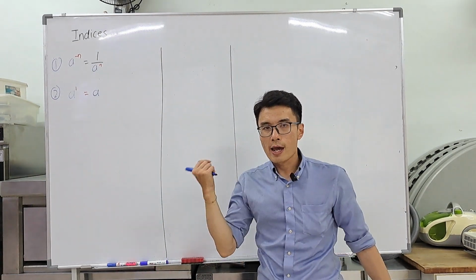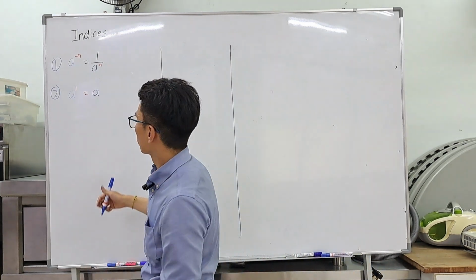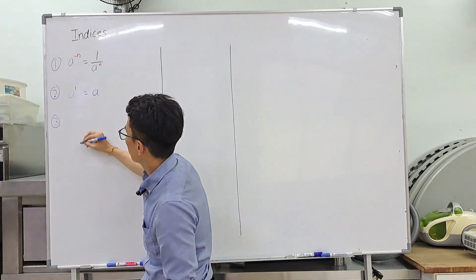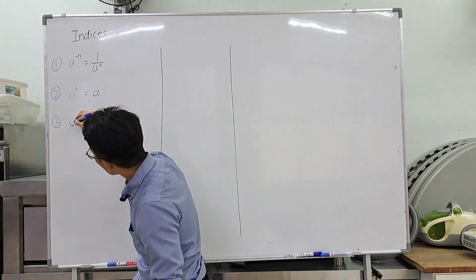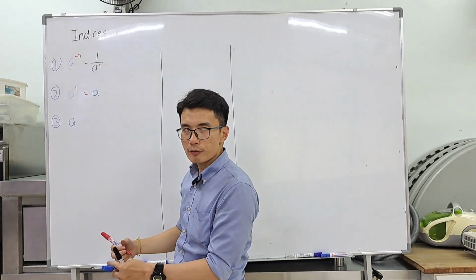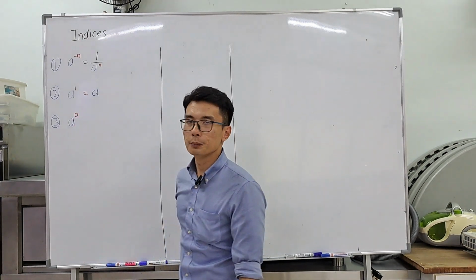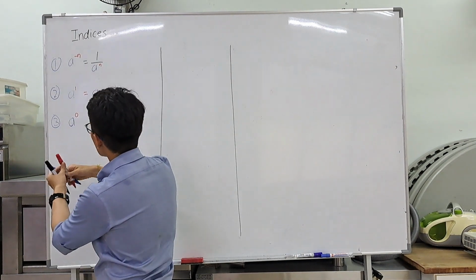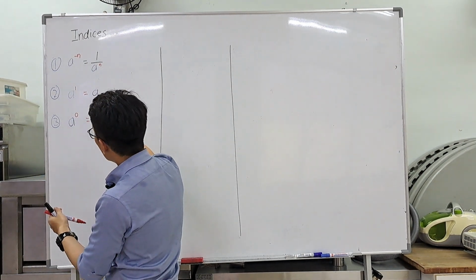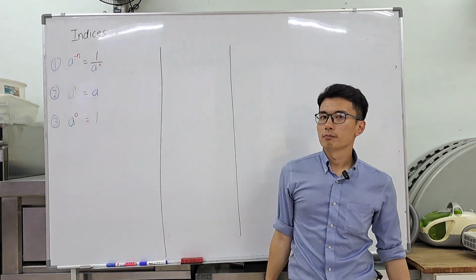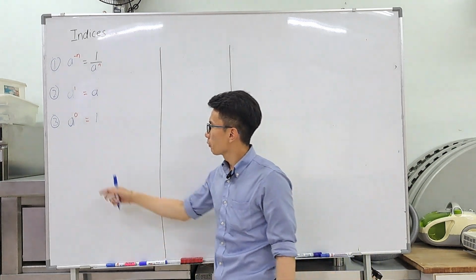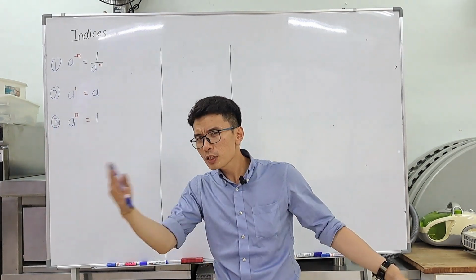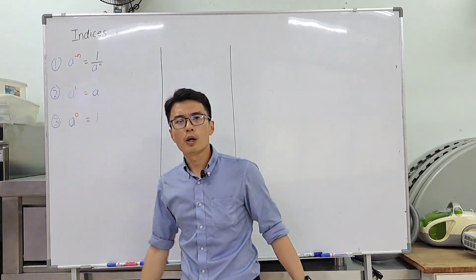Now, let's look at the next rule, which is rule number 3. Rule number 3 here is a bit interesting. Rule number 3 says that if I have A, any number over here, and I take that number to the power of 0, I should get 1. Interesting, right? Any number, how big, how small, a negative number, your power of 0, you'll get 1.